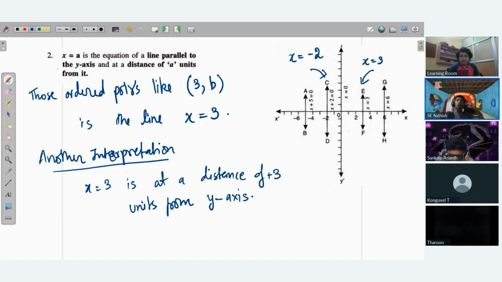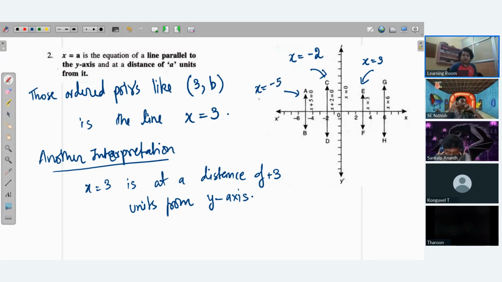So anything behind the y-axis will have an abscissa of minus 2. If I am on this line called x equal to minus 2, everything will be negative, the abscissa will be negative. This line is x equal to minus 5.